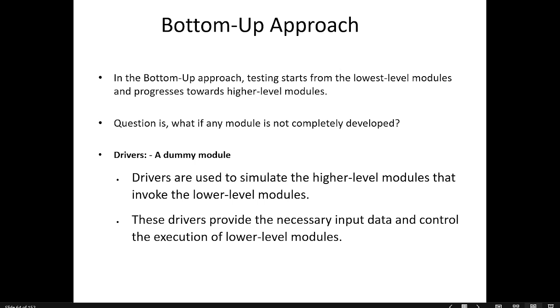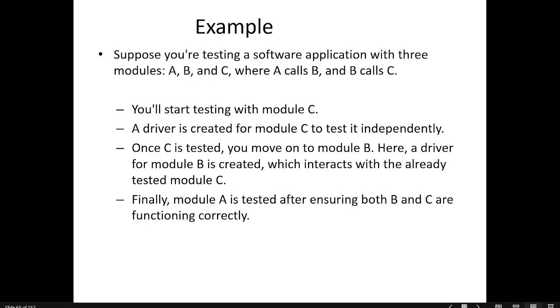Again I am repeating, if we are going for a bottom up approach, drivers are introduced. But there are still some questions unanswered, like what are the benefits of the bottom up approach, and in which scenarios I should go for it. First, let's understand this example. Suppose you are testing a software application with three modules, A, B and C, where A calls B and B calls C. Now, you will start testing with module C. A driver is created for module C to test it independently. Once C is tested, you can move on to module B.